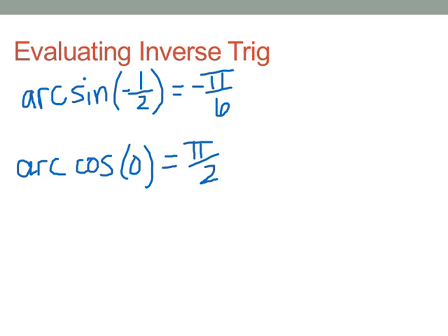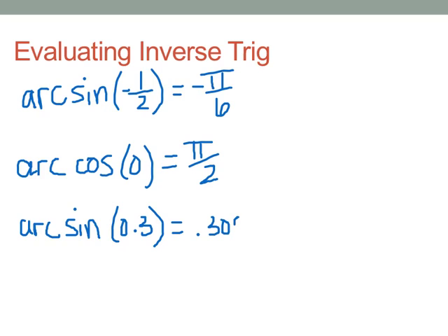And then finally, if you had something like the inverse sine or arc sine of 0.3, well, that's not something you can do in your head, so you could actually evaluate that using your calculator. And that would give us an approximate value of 0.305. So this type of evaluation would be done using your calculator.